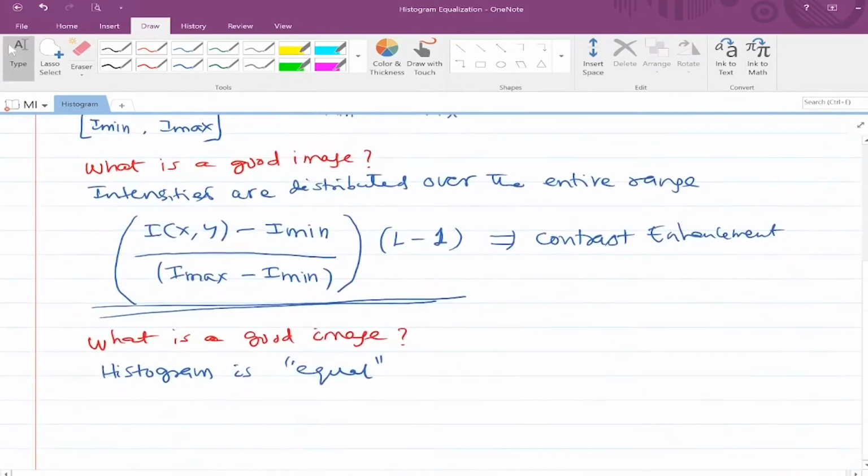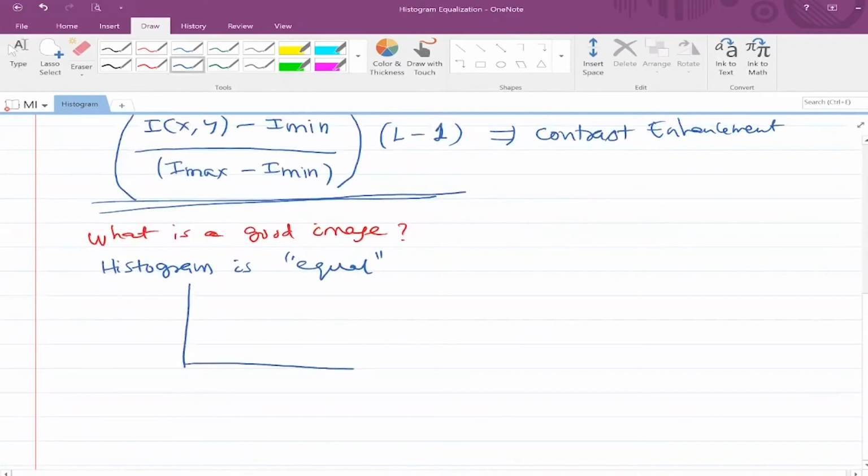What does that mean now? Let's say I have a distribution here. Some distribution is there. Let me call this value R, varying from 0 to L minus 1. Assume that there are 100 pixels in a given image. So if you order them in increasing order of intensities, by the time you come to 50% of the pixels, you are somewhere in the middle of this histogram.